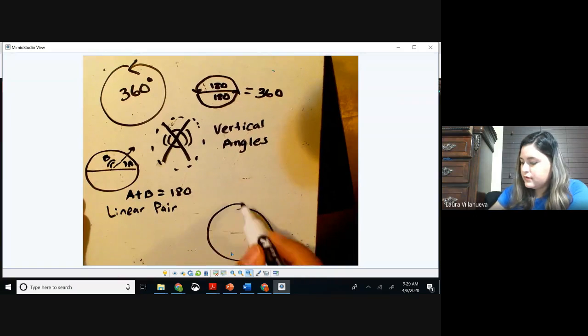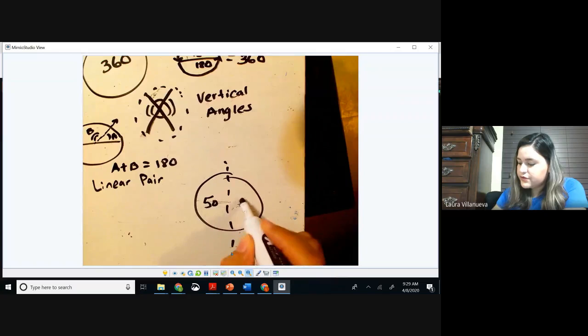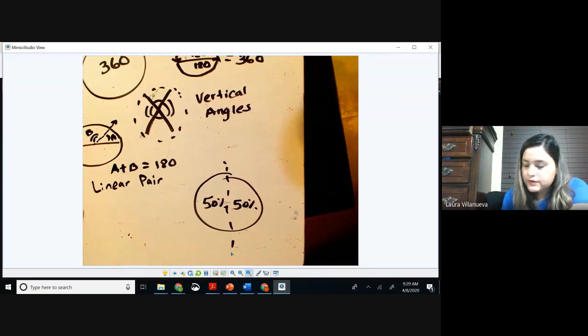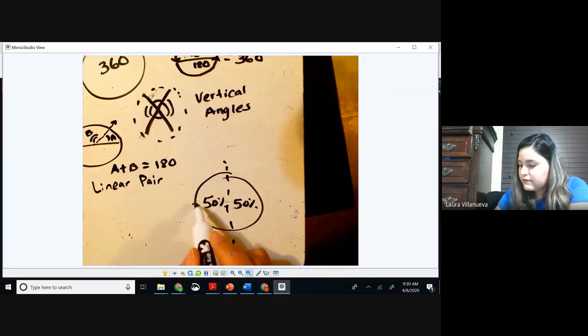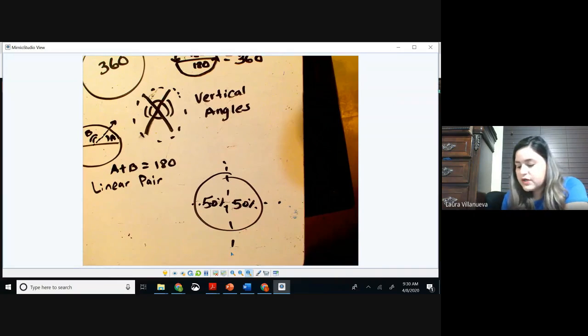Lastly, if you have a circle, this is 50% of your circle. This is 50% of your circle. And then if you do it, think of it as a pie. So this will be 25, this will be 25. And if you cut it as you go, you can put it as a percent as well.